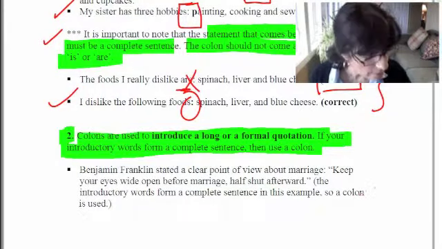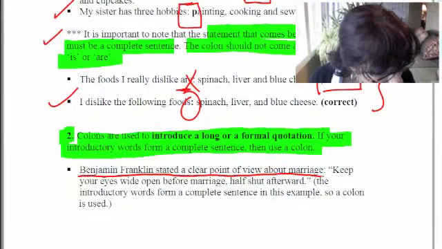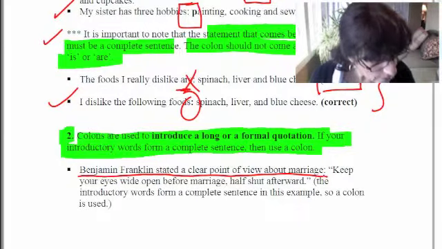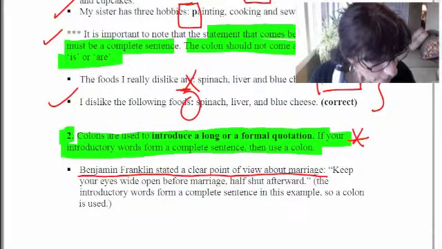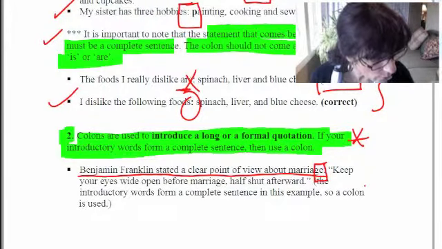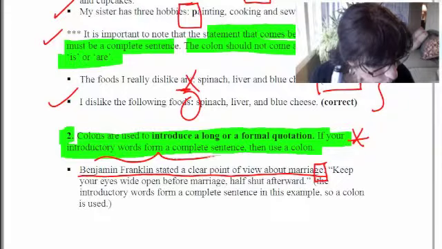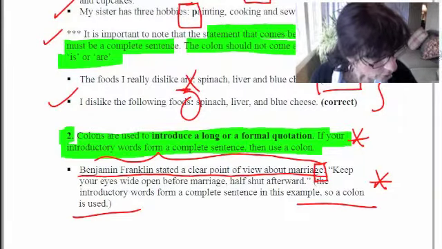Now if you look at this quotation, first of all, these introductory words form a complete sentence. Benjamin Franklin stated a clear point of view about marriage. So the rule is that if you do form a complete sentence, then you use the colon. So there's your colon, and now there's your quote. You start with the quotation marks, "Keep your eyes wide open before marriage, half shut afterward." So again, these introductory words, Benjamin Franklin stated a clear point of view about marriage, is a complete sentence, therefore you can use the colon.